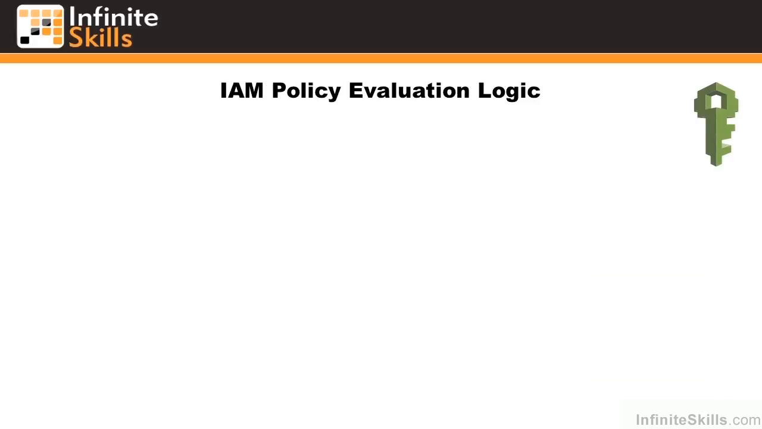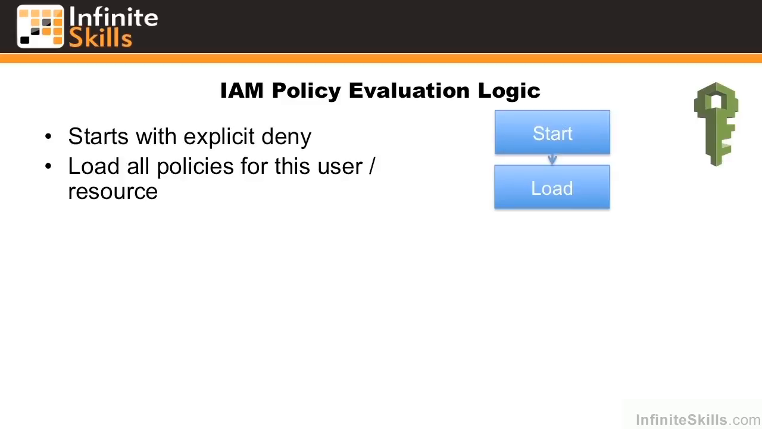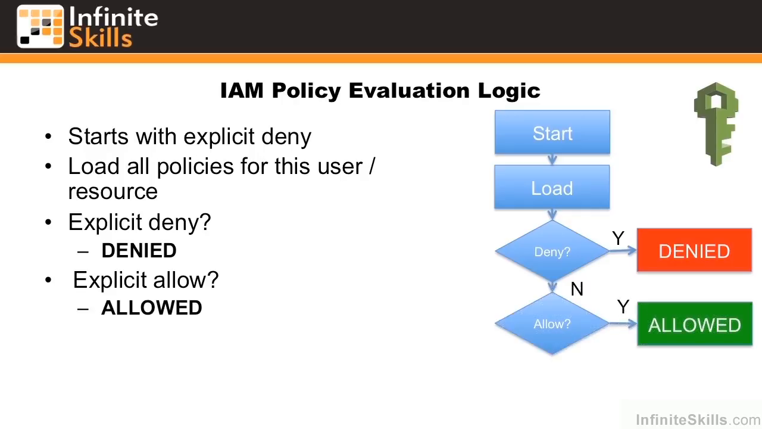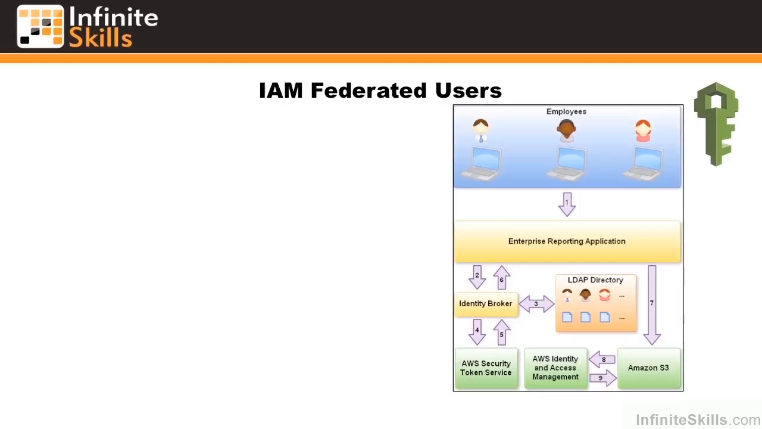Let's take a look at the policy evaluation logic and show you why it's very secure. First off, it starts with an explicit deny. We next load all applicable policies for the specified user and resource when they try to access it. If there's an explicit deny, we deny right away. Doesn't matter how many times they're allowed. If there's an explicit allow, we allow it, and only in that instance. If there's neither, the access to the resource is denied.